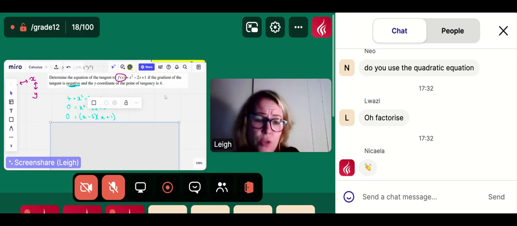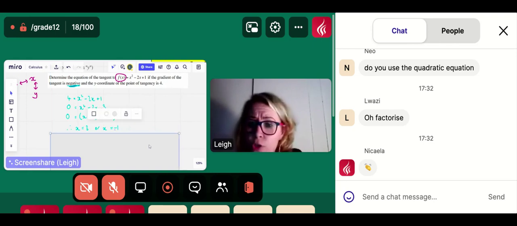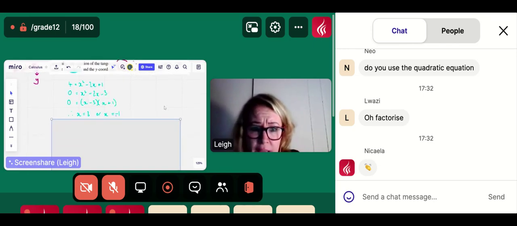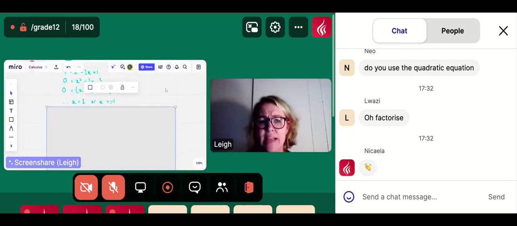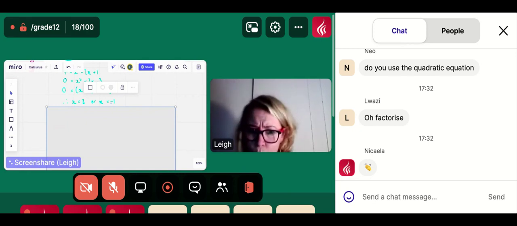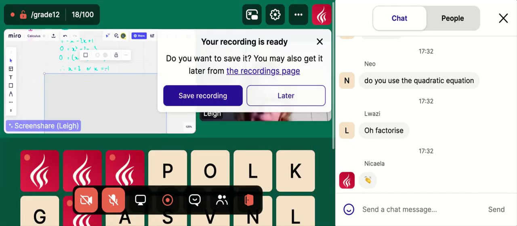There are our factors. So 0 is equal to x minus 3 times x plus 1. And now I have 2 solutions for x. Now, we didn't see that before. Right? We've got 2 solutions for x now. What do we think is the next thing that we're going to do? We've got a y. We've got an x. So now our next step is to work out what the... Virginia, do you know what our next step is?